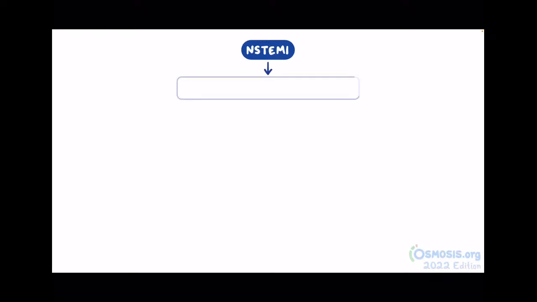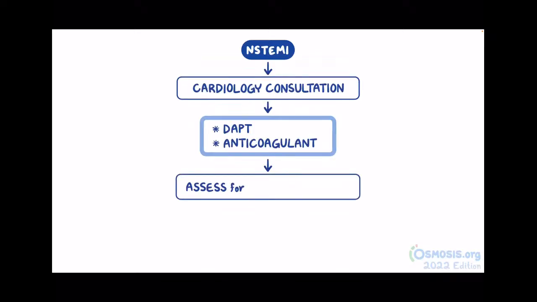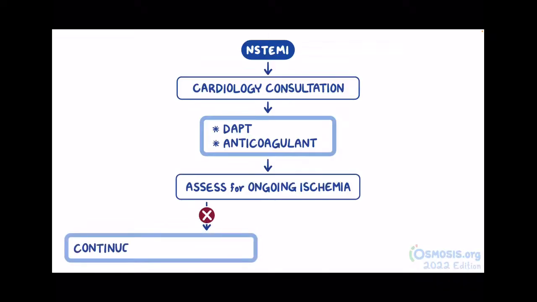So if NSTEMI is identified, get a cardiology consultation and start dual antiplatelet therapy as well as an anticoagulant. Then, assess the patient for evidence of ongoing ischemic injury. If there's no evidence, the patient should continue medical therapy.